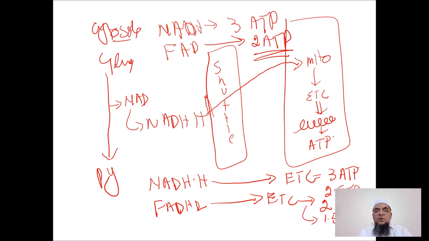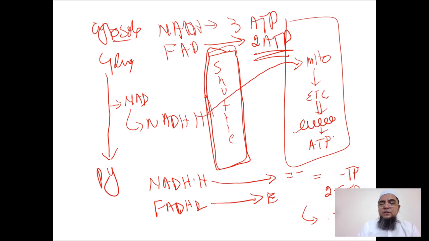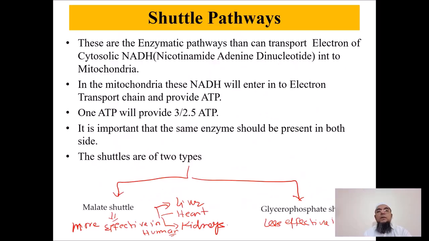Is this clear, guys? So now the topic is that we need to see what the shuttle pathways are. I hope the things are clear now. Shuttle pathways are the enzymatic pathways that can transport electrons of the cytosolic NADH, nicotinamide adenine dinucleotide, into the mitochondria.